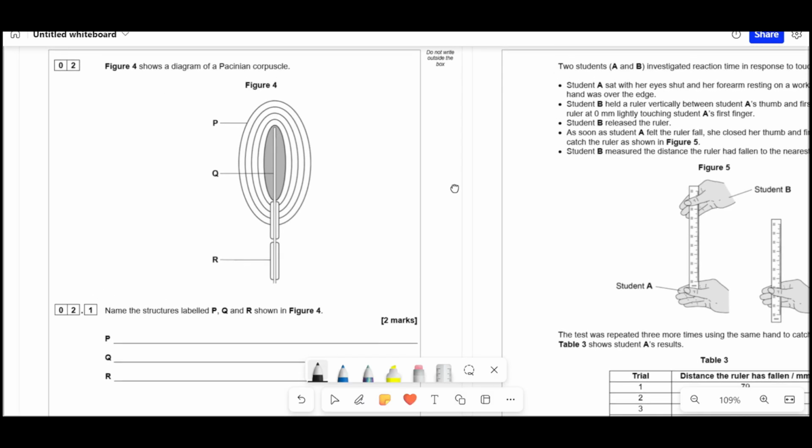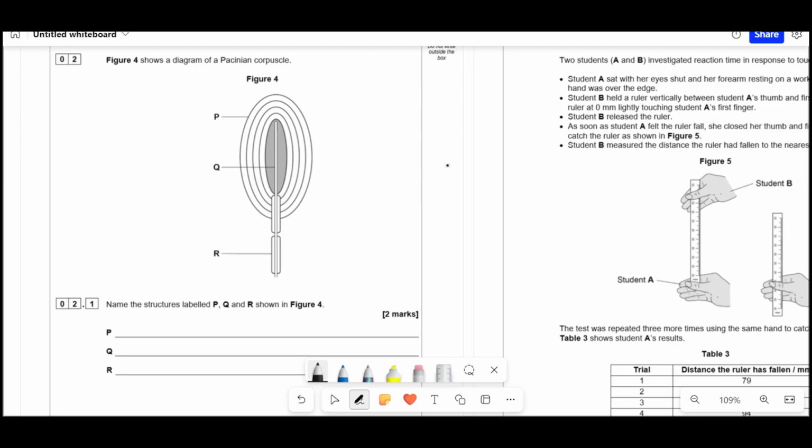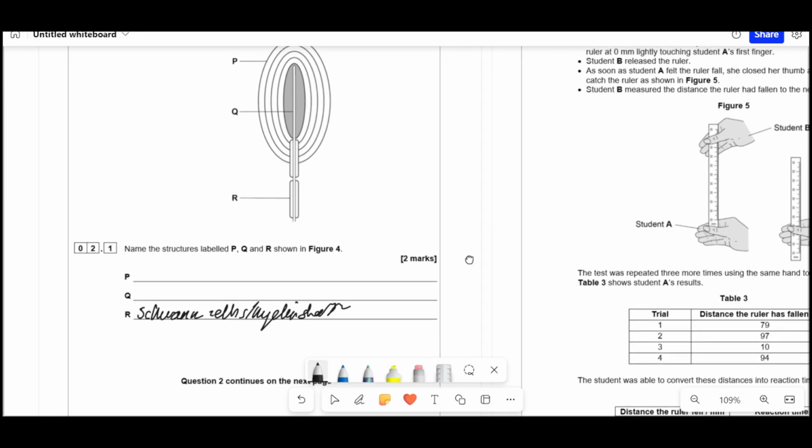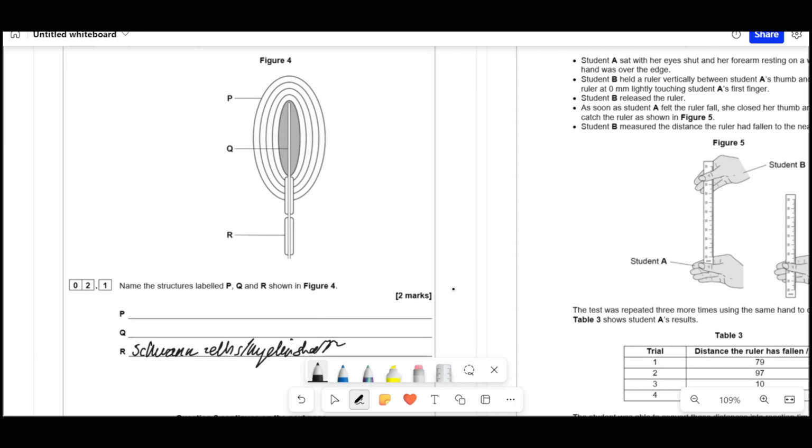Okay, so figure 4 shows the diagram of a Pacinian corpuscle. Name the structures P, Q, and R shown in this diagram. So R is the Schwann cells, or you could say myelin sheath. Either is fine. Q then, what is that? Well, this is your sensory nerve ending, which they do accept, or it's the axon if we want to use the technical terms. It's the axon's membrane. Next, P. P is the lamellae that surround it, or you can say capsule as well. Either's fine.